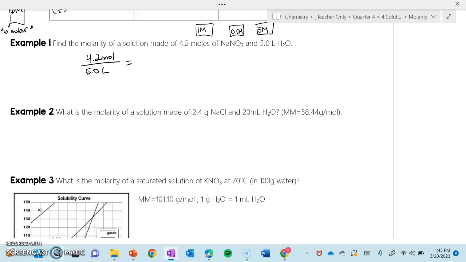and we plug these in and you'll get 0.84 molar. Or you could write this with the units moles per liter. These are the same. So whichever way you want to write it. And I also said you could put it in brackets, so this is also another way to show the concentration of NaNO3.